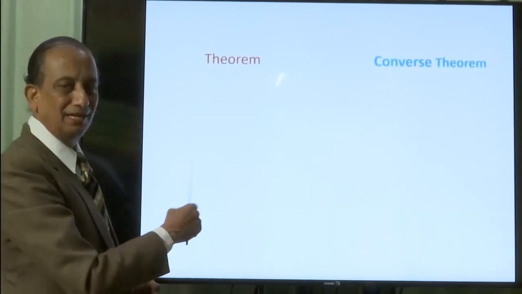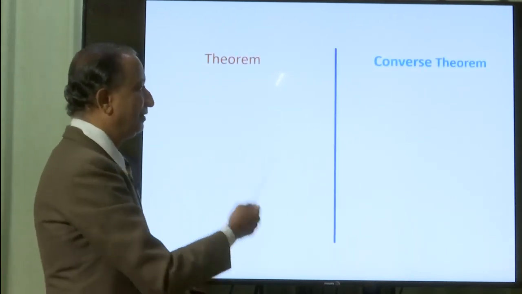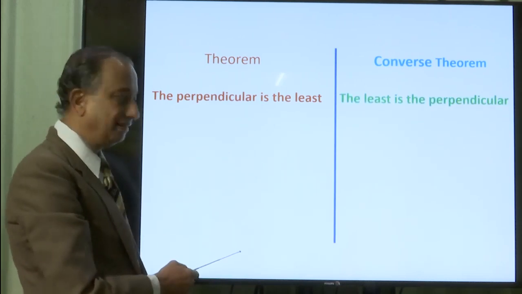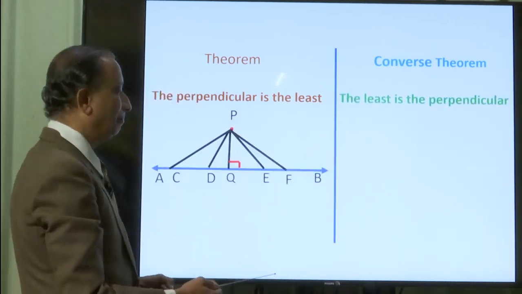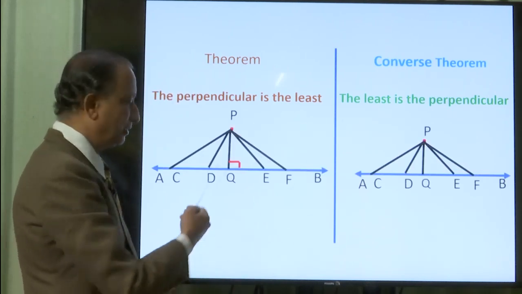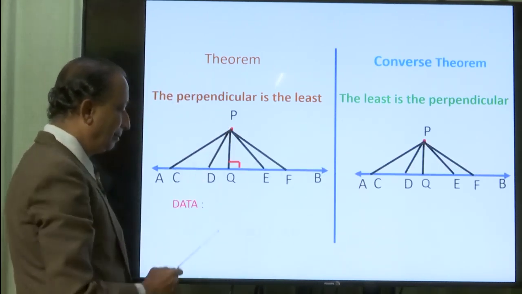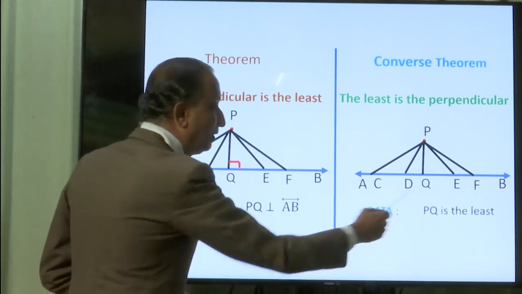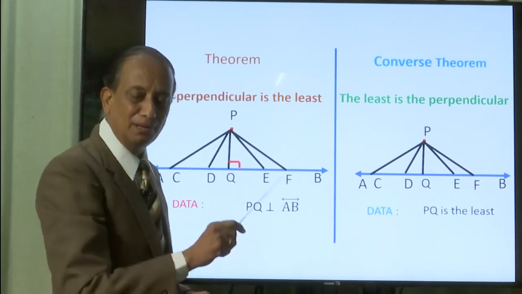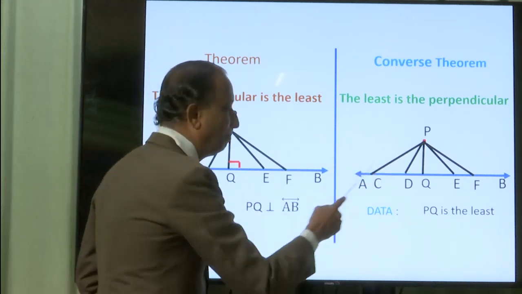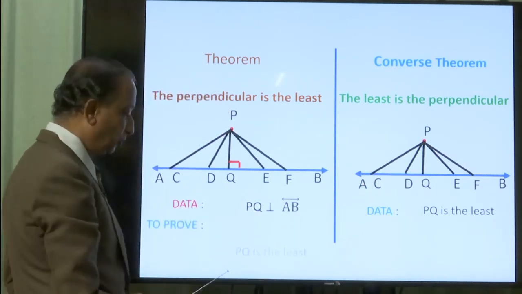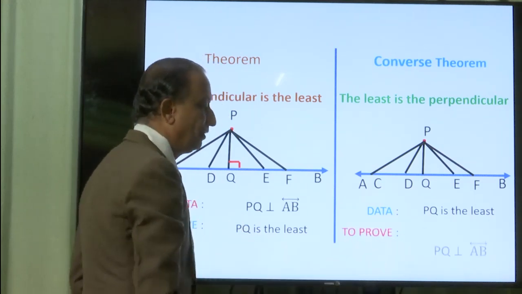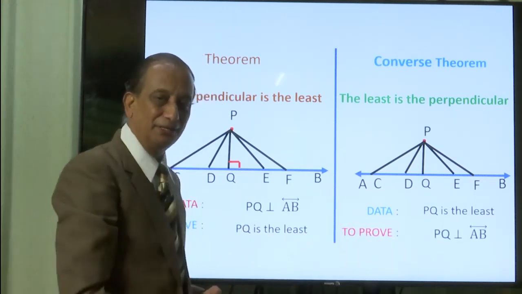So, having understood the theorem and the converse under prerequisites, I wanted to just briefly tell you the theorem and its converse. The theorem states the perpendicular is the least, whereas the converse, the least is the perpendicular. So, look at these two diagrams, these two figures. In this case, for the theorem, data is PQ is perpendicular to AB, whereas here for converse theorem, PQ is given as the least distance, the minimum distance, the shortest distance from the point P to AB. In such a case, we have to show that PQ is the minimum, the least distance. Here in the converse, we have to show that PQ is perpendicular to AB.